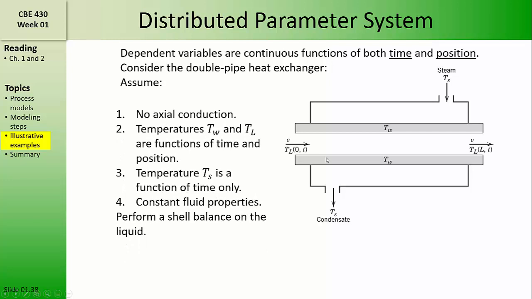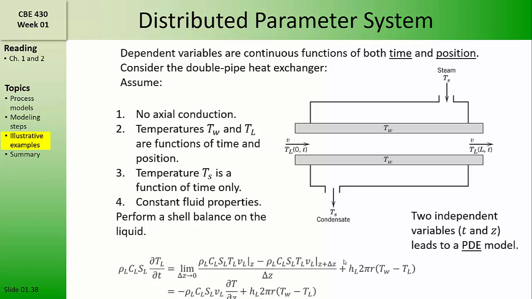If we assume that there is no axial conduction, that the tube wall temperature and the process fluid temperature T_L are functions of time and position, the temperature T_S, that is the temperature of the heating steam, is a function of time only, and that the fluid has constant fluid properties, then we can obtain a PDE model by beginning with a shell balance on the liquid. Here, the 2 independent variables will be time and the axial position z.